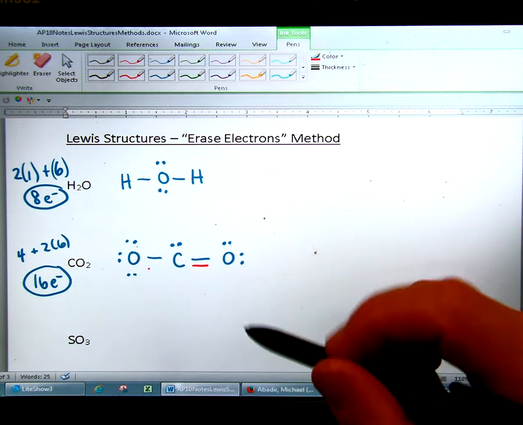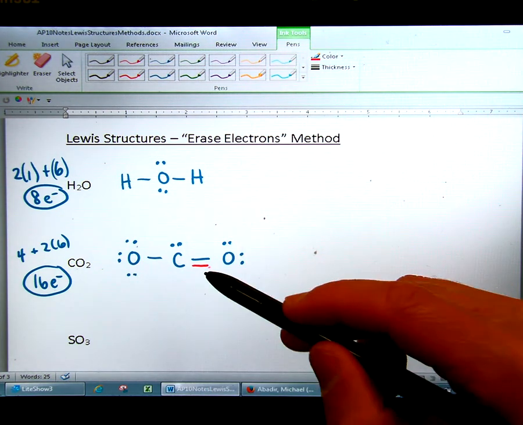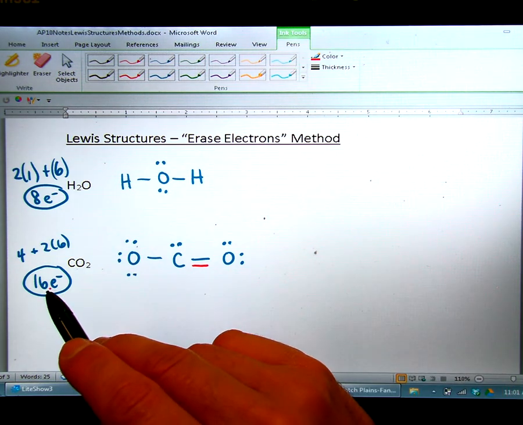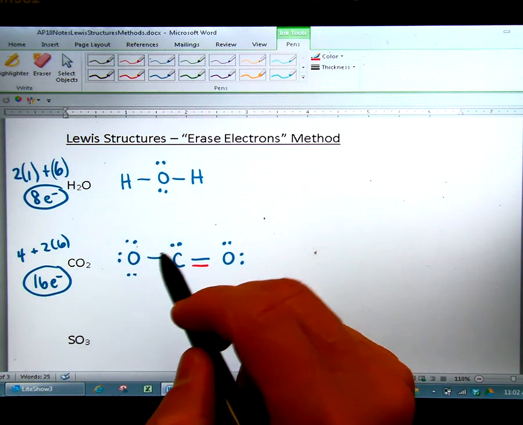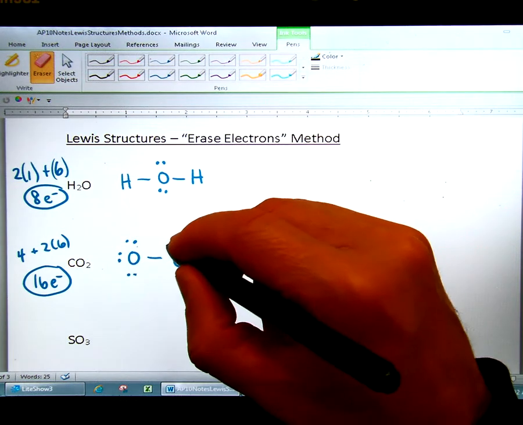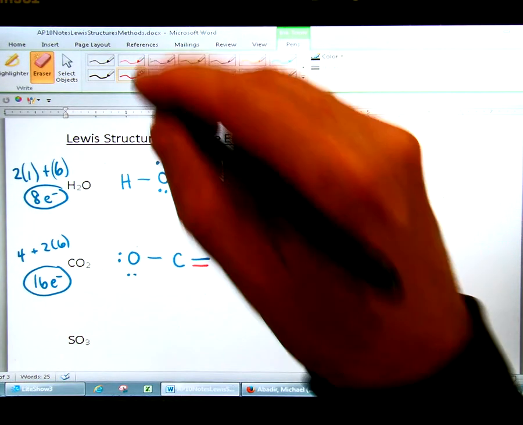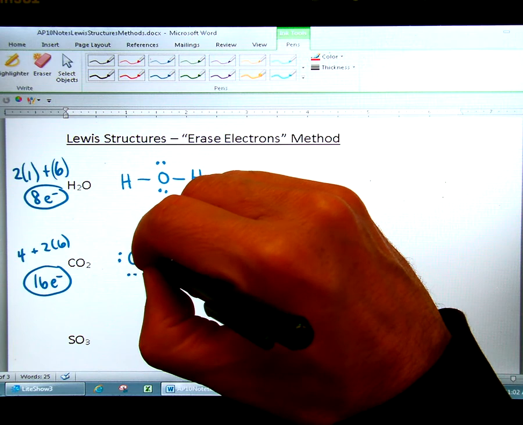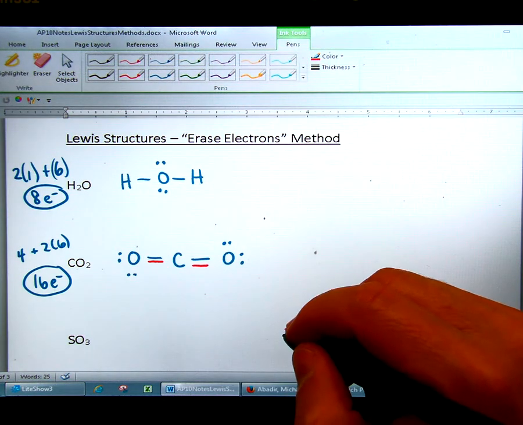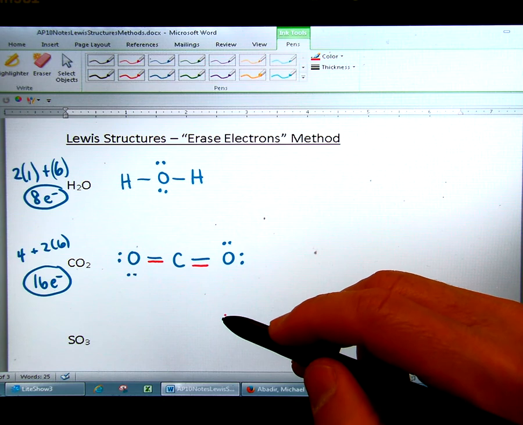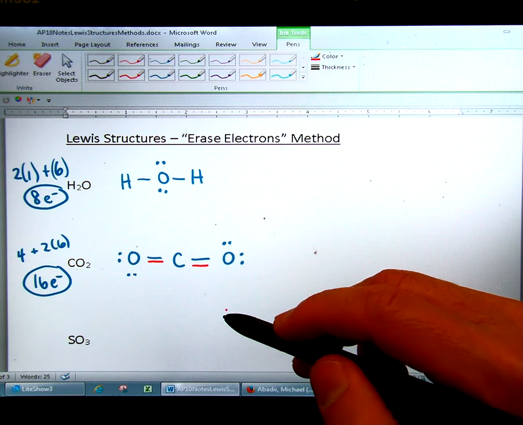However, I don't have the right number of electrons because I have 2, 4, 6, 8, 10, 12, 14, 16, 18, and I need to only have 16. So I'm going to do the same trick, but do it with the O on the left side. So I'm going to erase this, and let's say I erase that, and then I draw a bond instead, and that's going to be a double bond as well. So carbon dioxide's final structure is going to be 2 double bonds between the C and the O's.